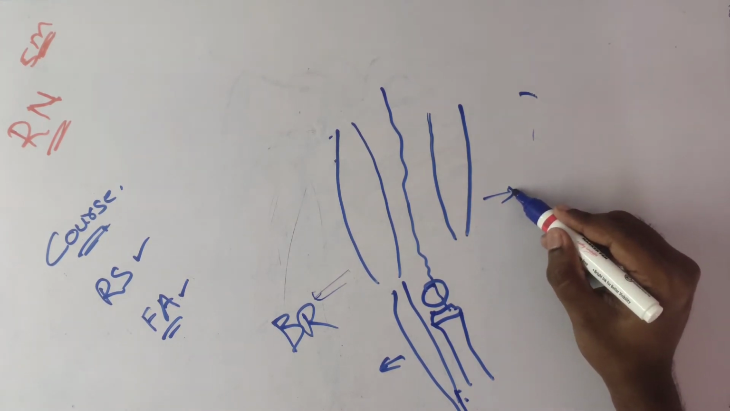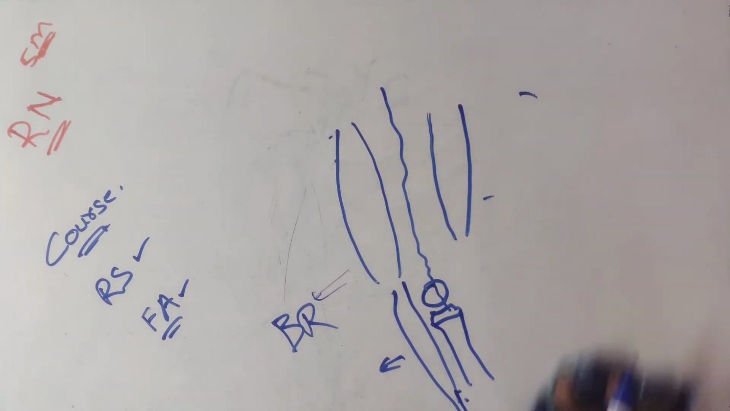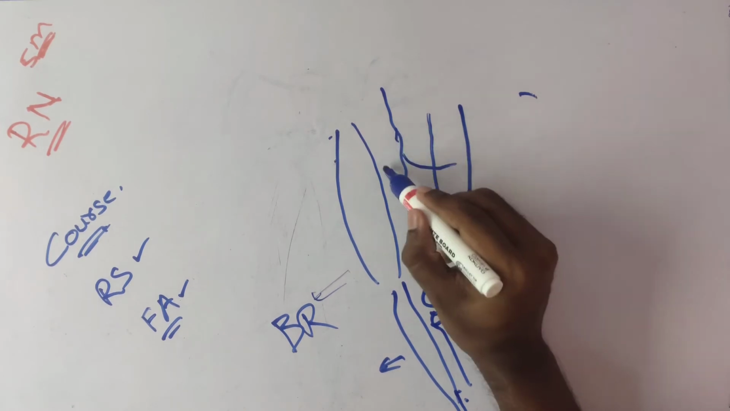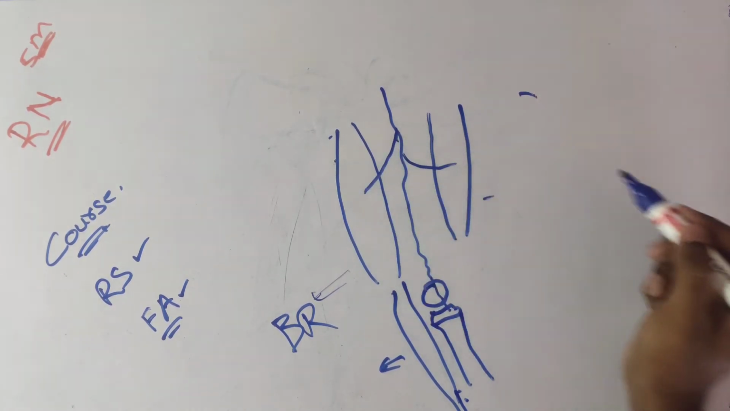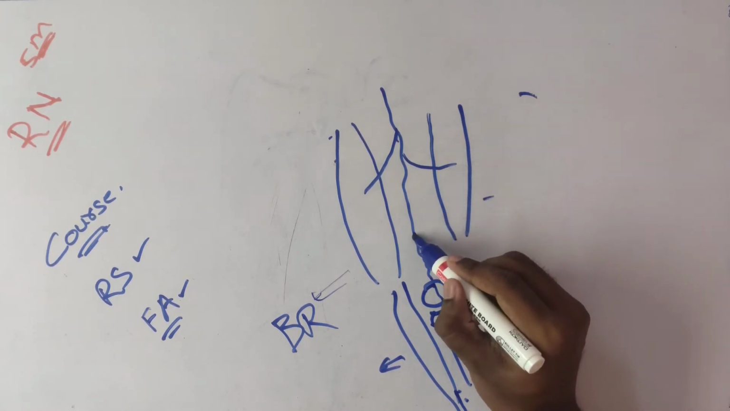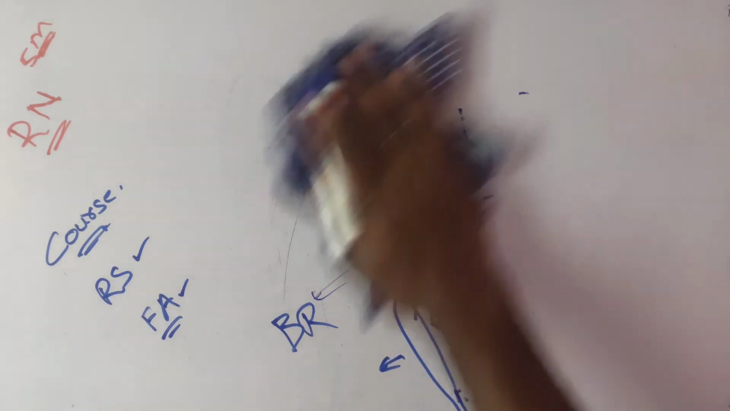One branch supplies the brachioradialis, one branch supplies the brachialis, and one branch supplies the lateral part of extensor carpi radialis longus. These are the three muscular branches present in the radial nerve at the region of the front of the arm.